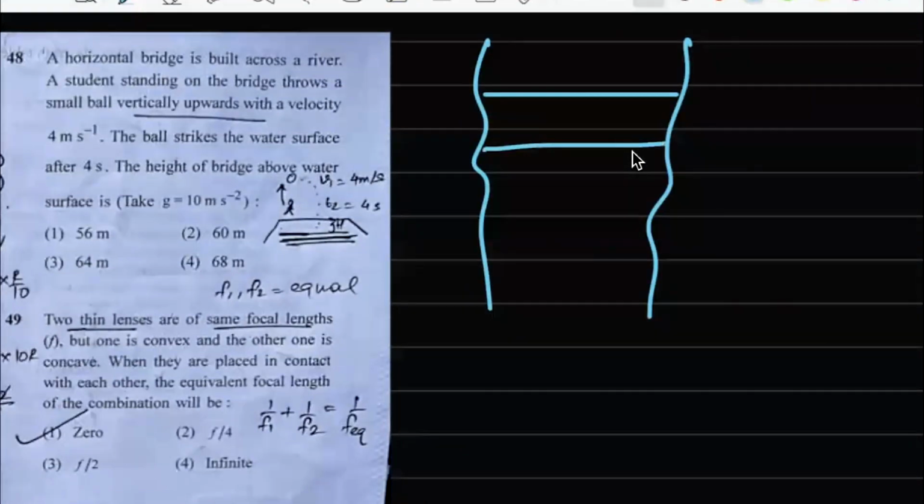So a horizontal bridge is built across a river. A student standing on the bridge. So there is a bridge, and this is like my river, and there is a horizontal bridge. A student standing on the bridge throws a small ball vertically upward with a velocity 4 meters per second. The ball strikes the water surface after 4 seconds. So what is the height of the bridge above water surface?